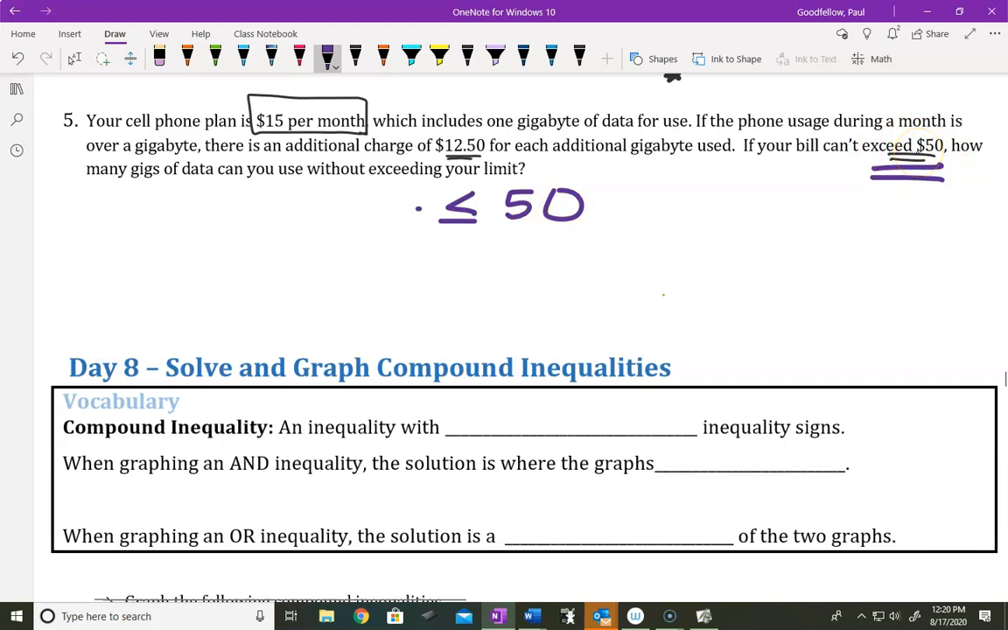And if you see those, make sure that you pay attention. And that's like your at least or at most statement. This is really saying not to exceed means at most it's going to be $50. So it's got to be less than. It's got to be that backwards concept.